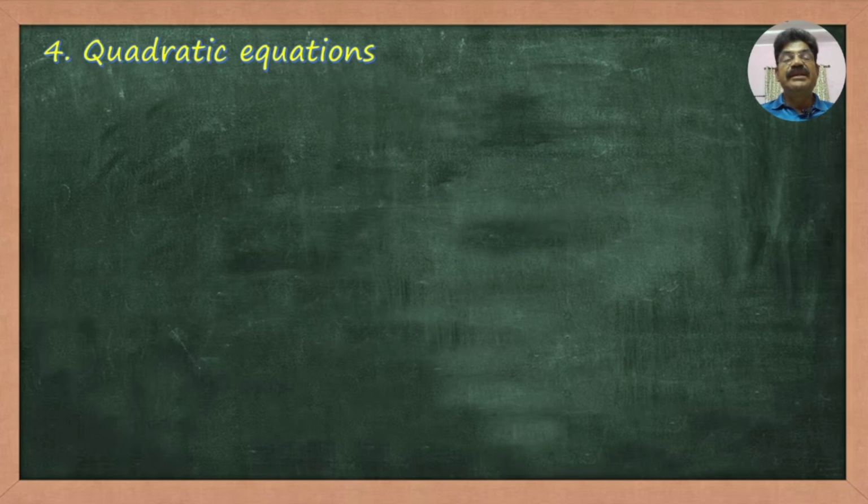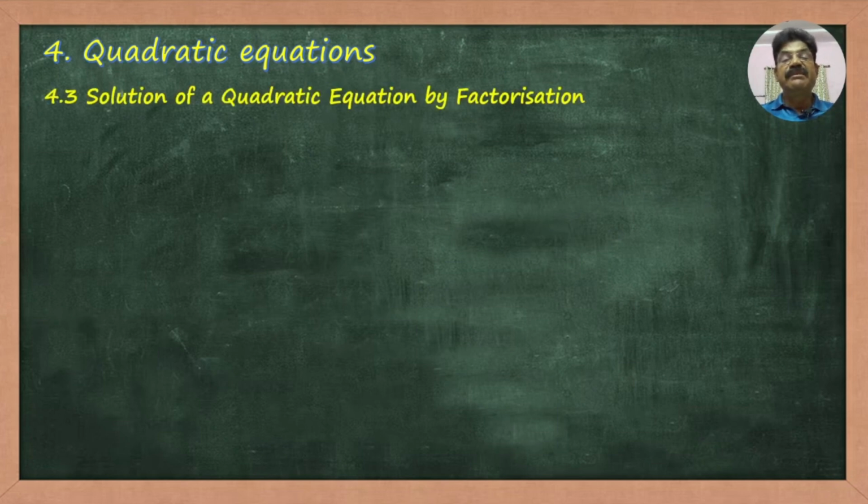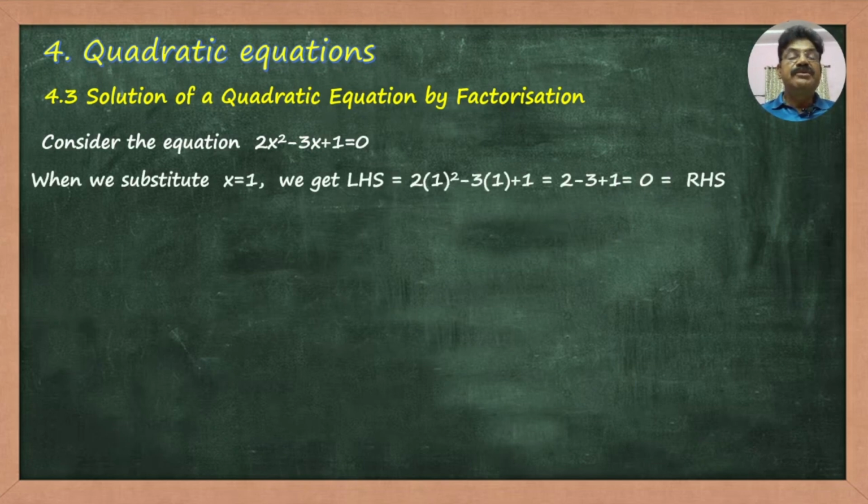Today we are going to see the solution of a quadratic equation by the method of factorization. Consider the equation 2x² − 3x + 1 = 0. When we substitute x = 1, that is, wherever you find x, you just replace x by 1, then the left hand side becomes 2 × 1² − 3 × 1 + 1, which is equal to 2 − 3 + 1, which is equal to 0, which is equal to the right hand side. So the left hand side is equal to the right hand side when you put x = 1.